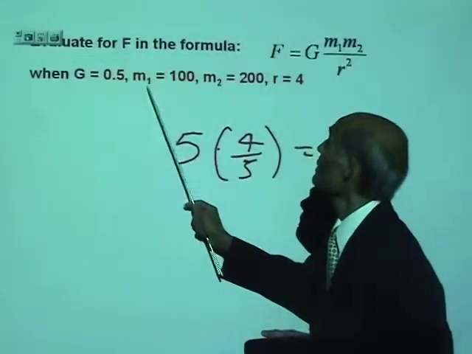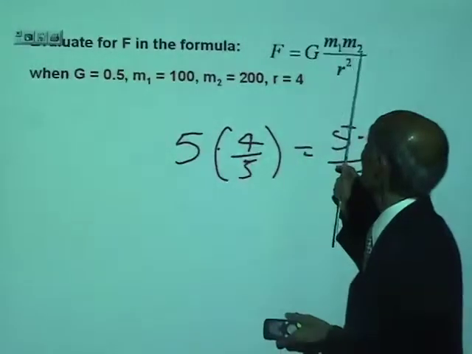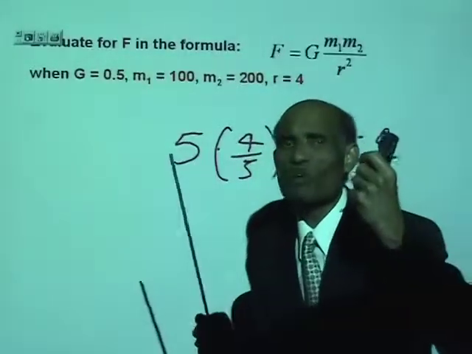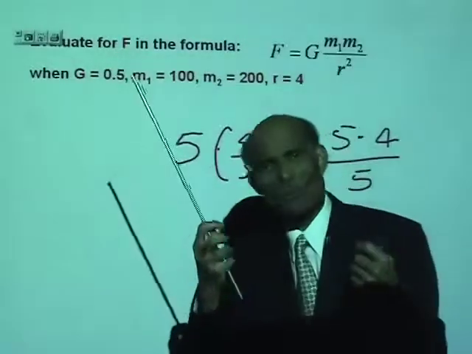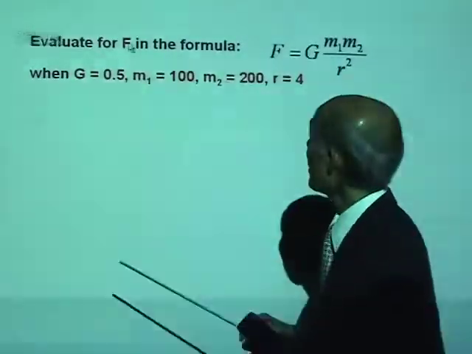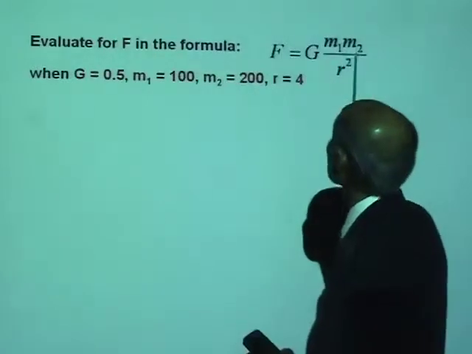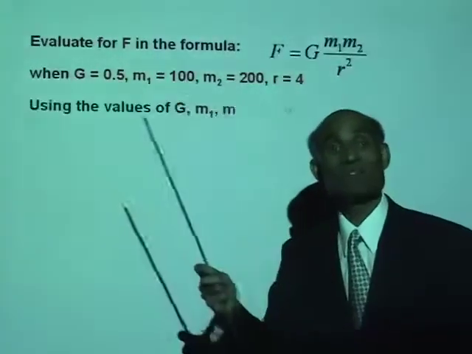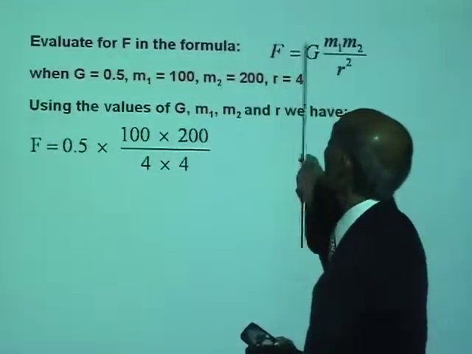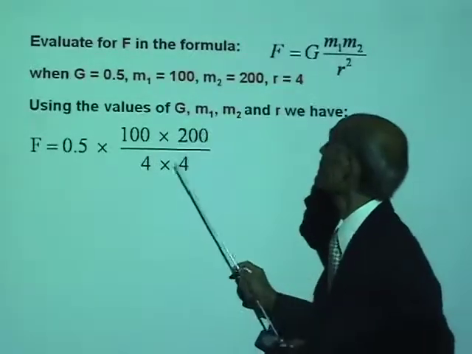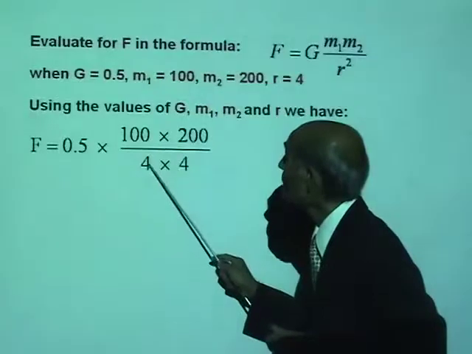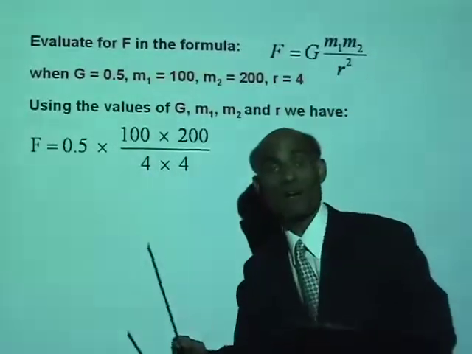We know the value of G, we know the value of M1, we know the value of M2. I hope you have no trouble understanding the meaning of M1, M2. M1 stands for the mass of one object. M2 stands for the mass of another object. We distinguish them by calling them M1 and M2. They are variables. So all we need to do is replace these variables by their values and then simplify. So we get F equal to G is 0.5 multiplied by M1 is 100, M2 is 200, divided by the square of R. R squared means R times R. Is that right? So the value of R is 4. Therefore, R times R is 4 times 4.